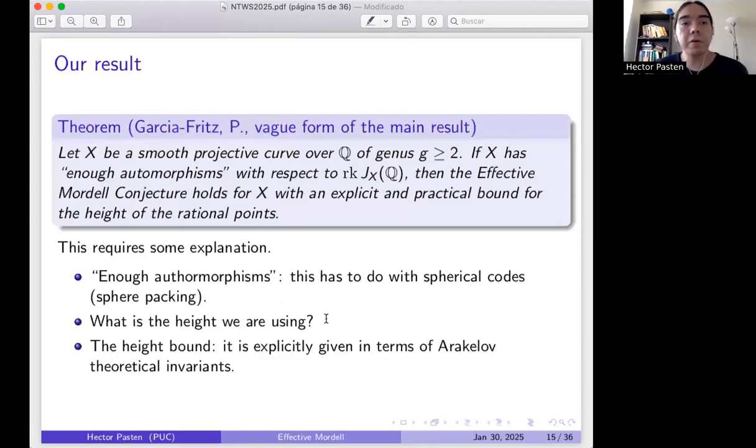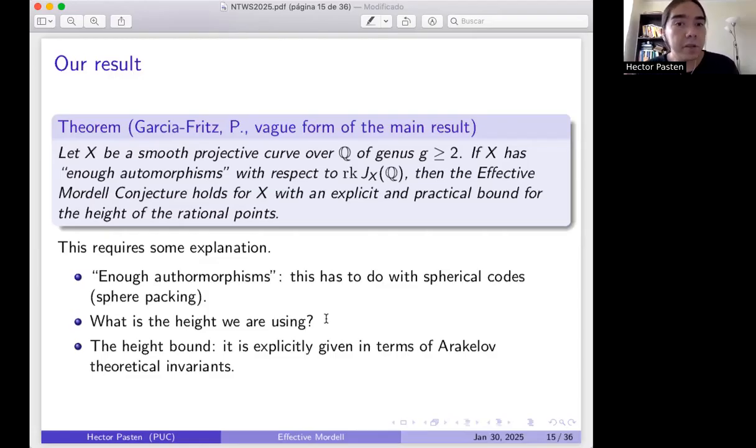So here's our theorem. This is the vague formulation of the main result. This is joint work with Natalia Garcia-Fritz, and it's going to be posted on the arXiv sometime next week. And after the talk, please, if you have comments, let me know, even during the question part of the talk at the end or by email. So I will try to include your comments into the final version of the paper.